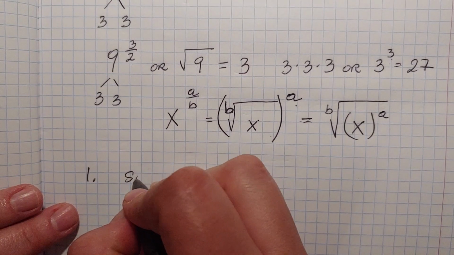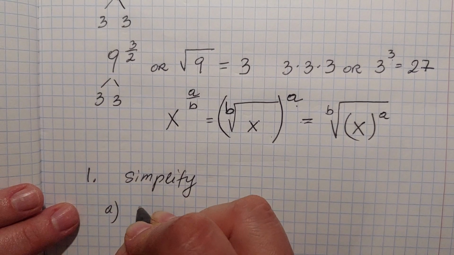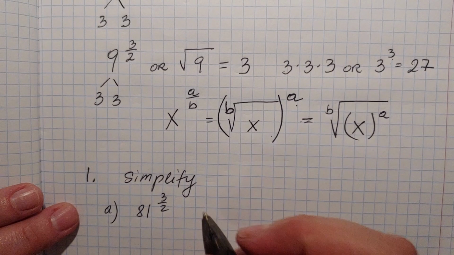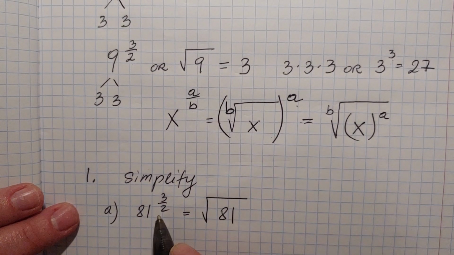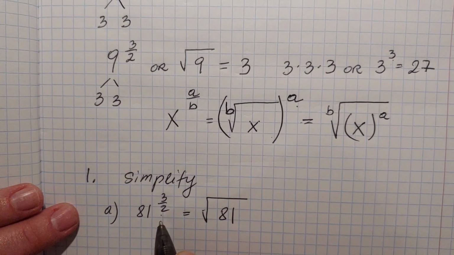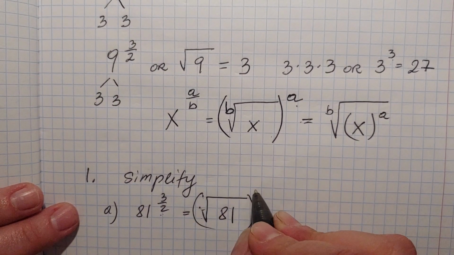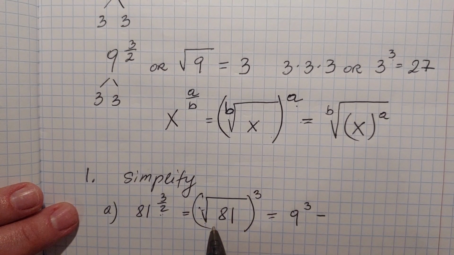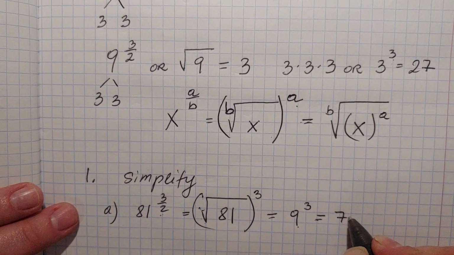One is to simplify. So if I have, for example, 81 to the power of 3/2, that means I need to take a square root of 81. Okay, we don't write the 2 over here. When the denominator is 2, it's automatically a square root, and we don't have to write the 2. And then take everything to the power of 3. So the square root of 81 is 9, and then taking the power of 3, that's going to be 729.